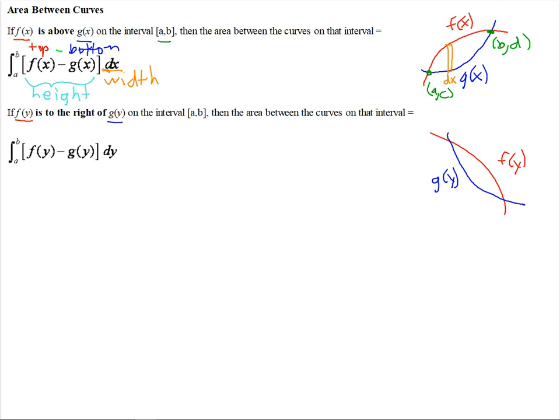So now when you draw the rectangle, this time the width right here is dy. It's a change in the y coordinate, an infinitesimally small change. So that's still the width. But now to get the height, which in this case is sideways here, you'd have to take the one furthest to the right, which is f of y, minus the one furthest to the left. The one furthest to the right goes first because that has a bigger x coordinate. So now you would go the right minus the left. And here's the height.